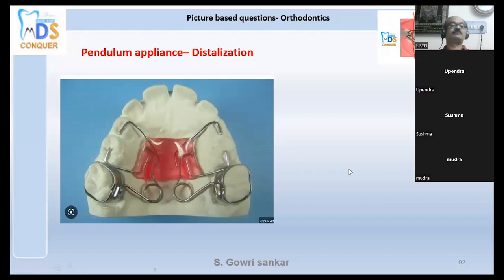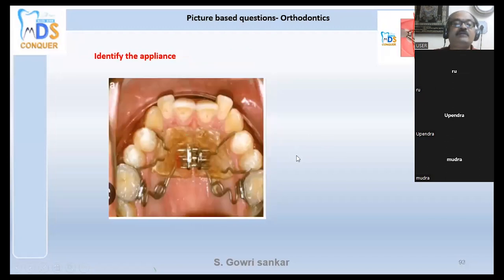Yes, 250 grams of force. What wire is it made of? Not pounds, grams. TMA wire, 0.36 TMA wire. Good. You can easily identify this appliance. Yes, TMA wire. The stainless steel is usually not used. It is made with TMA wire only. If TMA wire is not available, you can go for stainless steel, but it is usually made with TMA wire.